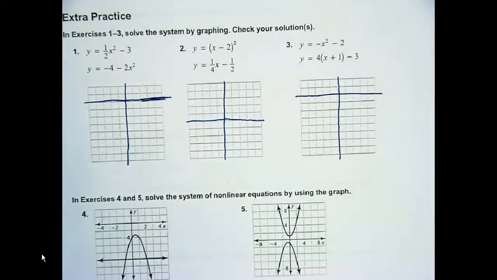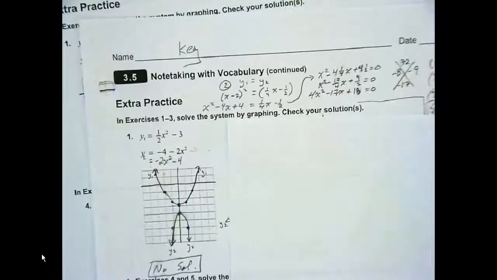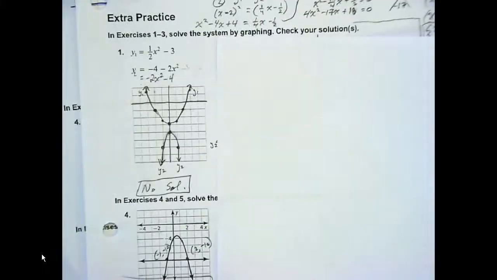They don't intersect. What do we call that? No solution. All right, so you get a graph that looks something like that. Oh, hold on. Don't look at that answer.